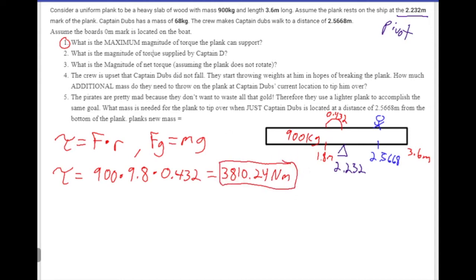So it asked me in the question what the maximum magnitude of torque is, and this is the maximum because this is the most torque that our plank can supply given its pivot point. So this would be our answer.